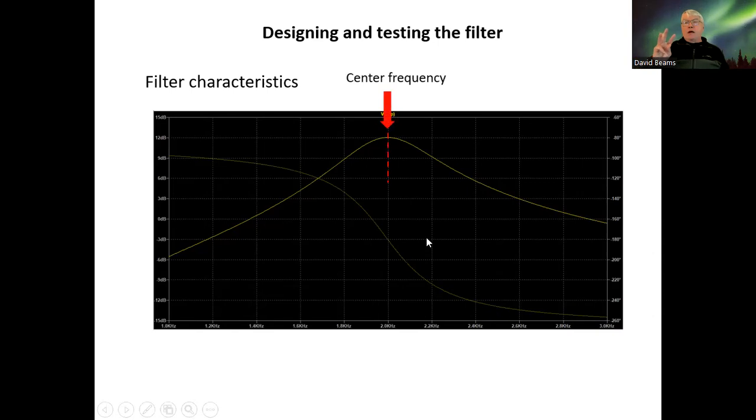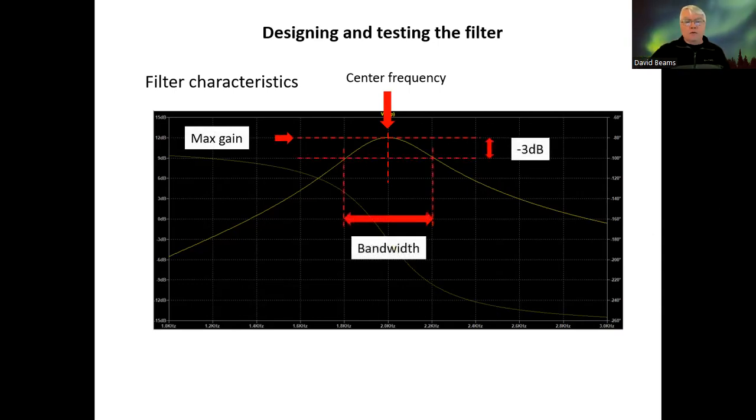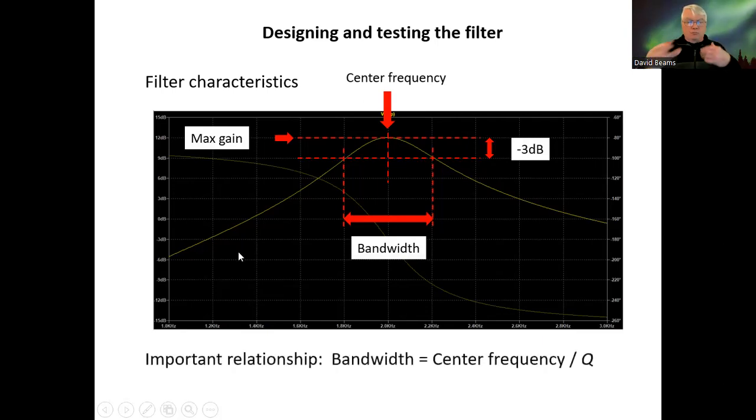There are three parameters that characterize a bandpass filter's frequency response. One is the center frequency, or the frequency of maximal response. Another is the maximal gain at that frequency. And then we have the bandwidth, which is measured as the difference in frequency between the two points at which the gain drops by 3 decibels from the maximum. An important relationship to know is that the bandwidth is equal to the center frequency divided by the quality factor Q of the filter.